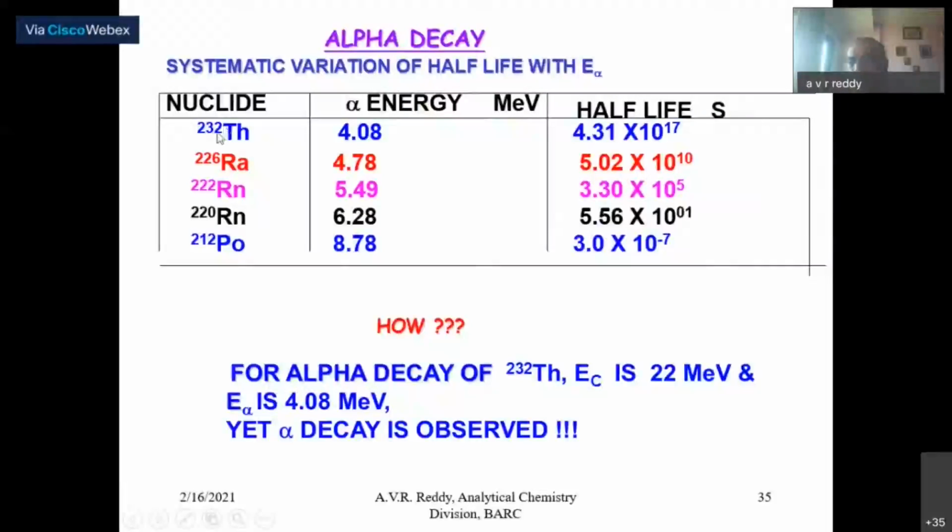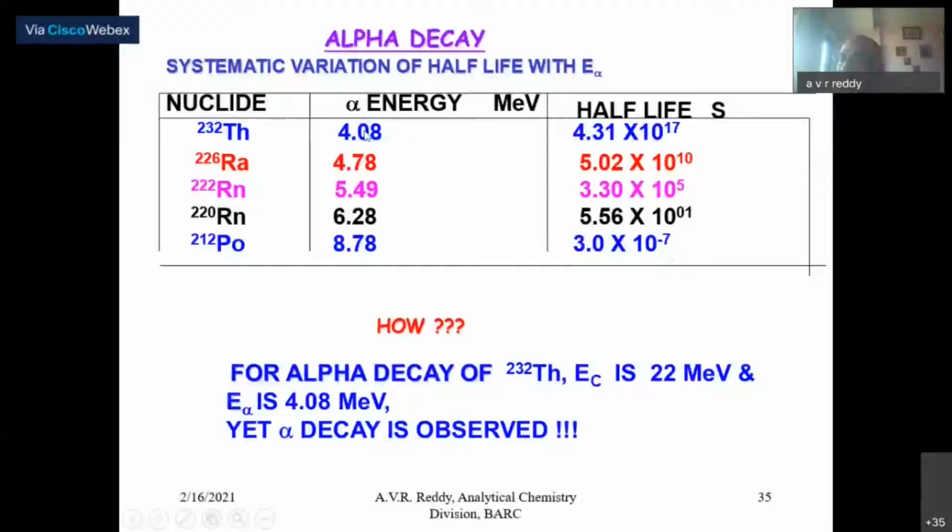These isotopes belong to the 4n series. If we are moving from mass number 232, the starting nucleus, almost to the end nucleus, the energy is varying from 4 MeV to 8.78 MeV. And the half-life we just see in terms of seconds. 232 thorium is 10 power 17 seconds, that's about 10 power 10 years, whereas by the time we come to polonium, it is 10 power minus 7 seconds.